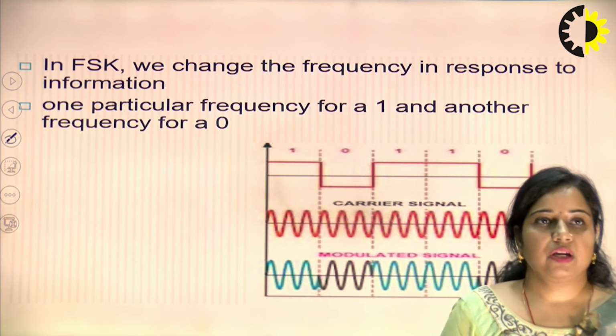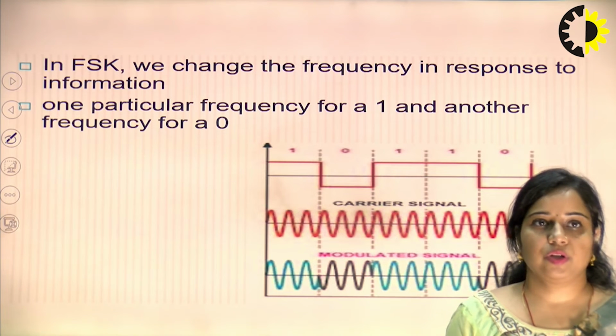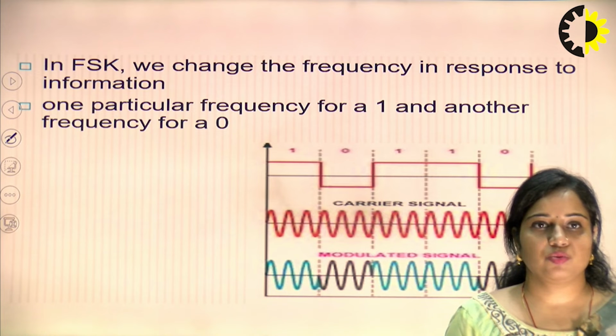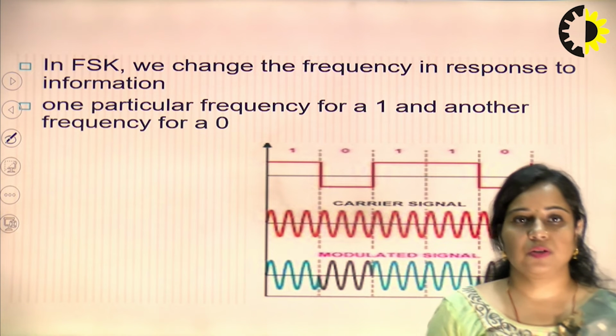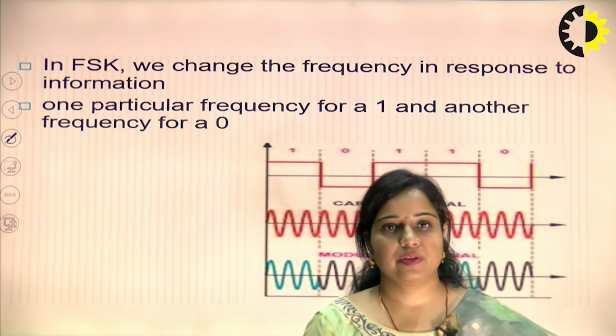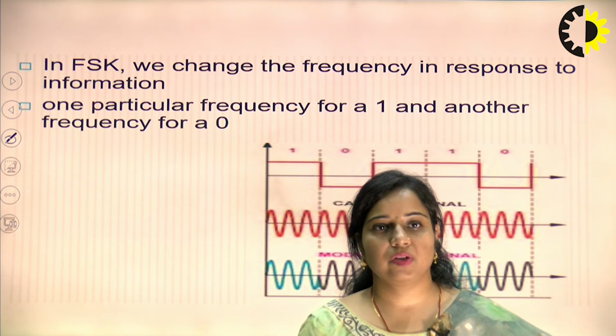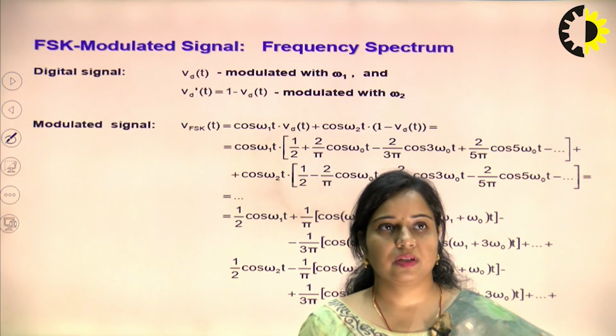Next will be the FSK. In FSK we change the frequency in response to the information. So, we basically require two types of frequency, one is a higher frequency, another one is a lower frequency. To transmit 1 we generally require a higher frequency signal, and to transmit 0 we require a lower frequency signal.